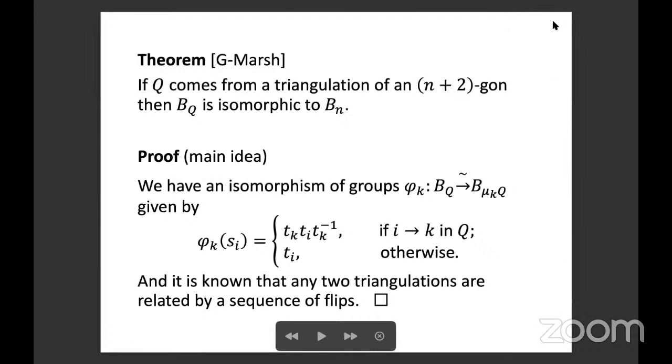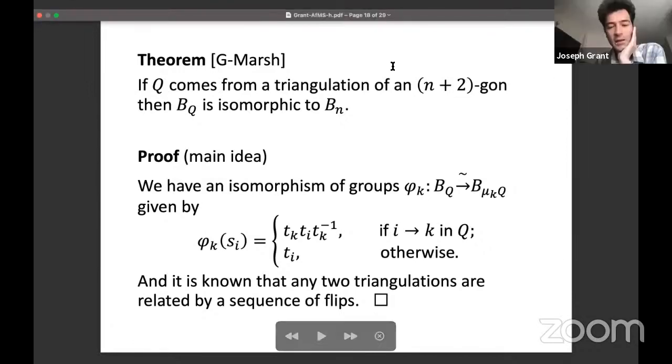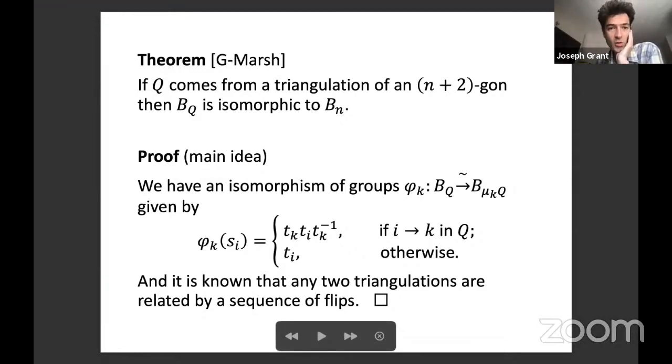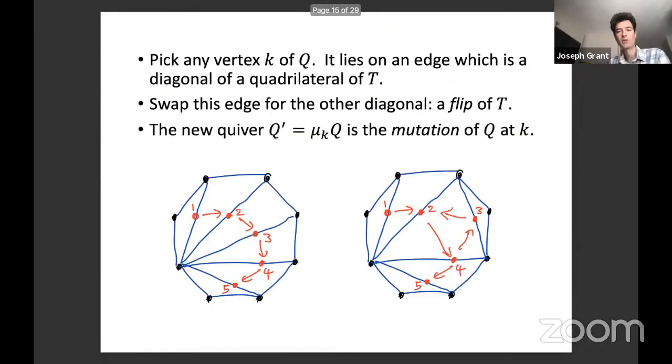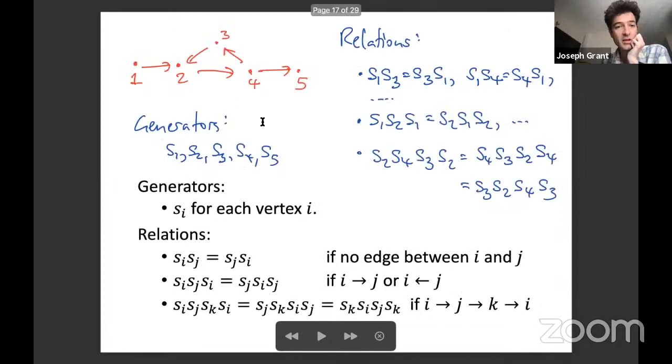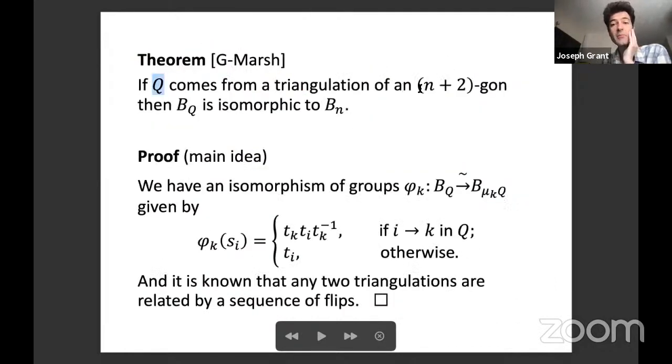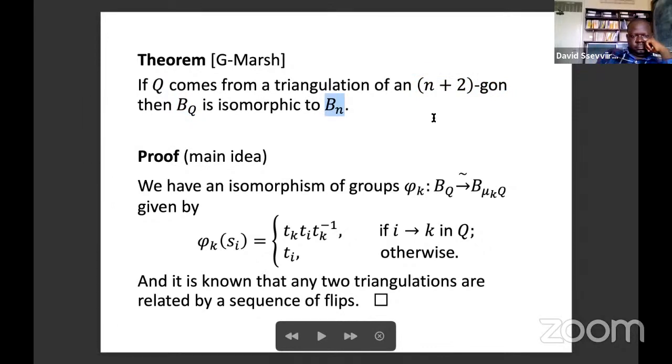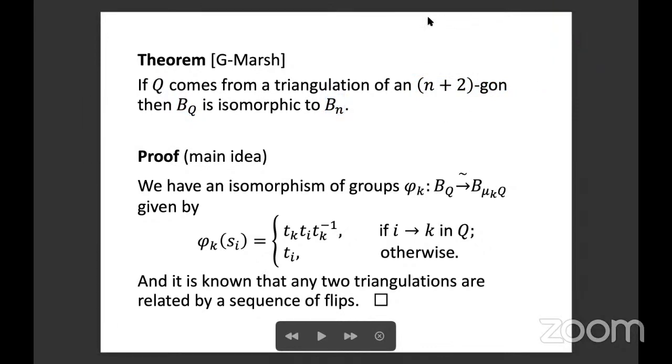Sorry, question. What is Q again? I think I missed something in the last slide. No, good question. Q is a quiver. So if I go back, here's the example. Q is the red quiver that comes up in either of these pictures. So we choose a quiver Q, which is drawn in red. Then given Q, we define a group BQ by these presentations. And then the theorem says that for any quiver Q which comes from an n+2 gon, the group we get is isomorphic to the braid group. So you get a different presentation for the braid group on n generators. That's the point. Exactly.